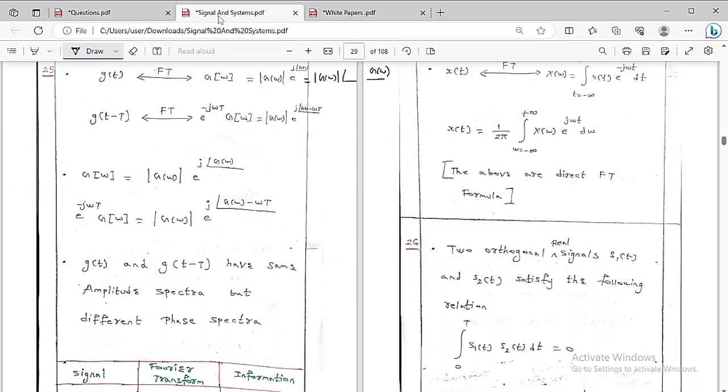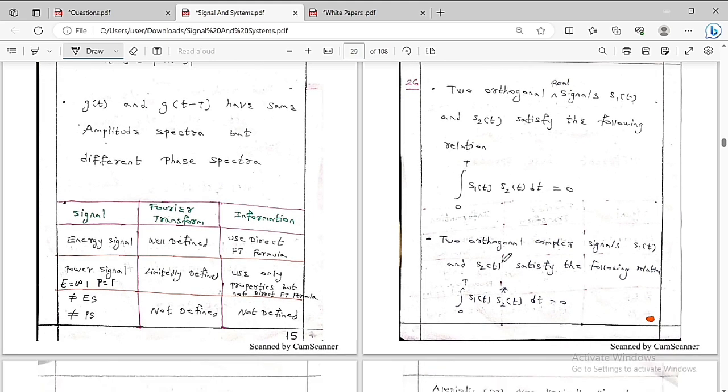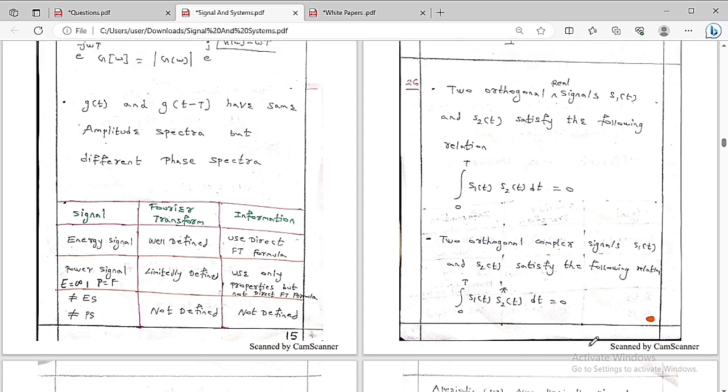Now we'll discuss something more about this. Two orthogonal real signals S1(t) and S2(t) satisfy the following relation: integration from 0 to T of S1(t) times S2(t) dt is equal to 0. Two orthogonal complex signals S1(t) and S2(t) satisfy the following relation: integration from 0 to capital T of S1(t) times the complex conjugate of S2(t) dt is equal to 0. So here S1(t) and S2(t) are two orthogonal real signals, whereas here they are two orthogonal complex signals. Real signals means this is the condition, complex signals means this is the condition.